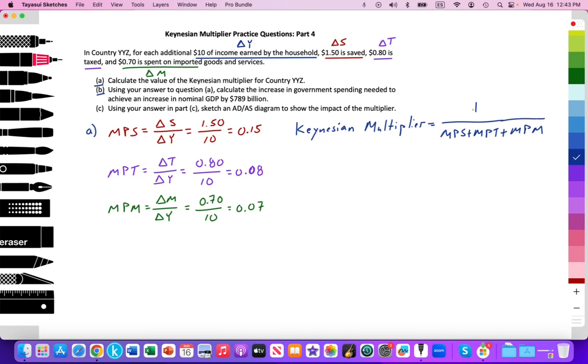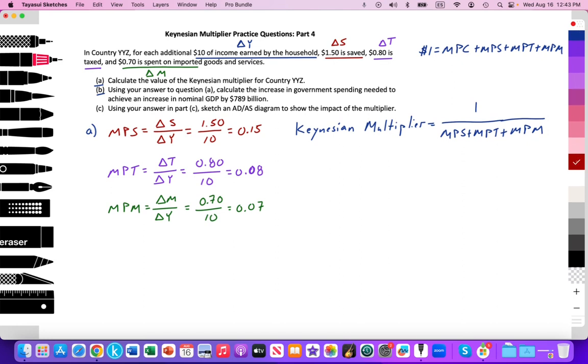All right, what does 1 represent? 1 represents, for each additional dollar, the four things that we are assuming the average person will do with each additional dollar. So in this case, each additional dollar should be equal to the marginal propensity to consume plus the marginal propensity to save plus the marginal propensity to tax plus the marginal propensity to import.